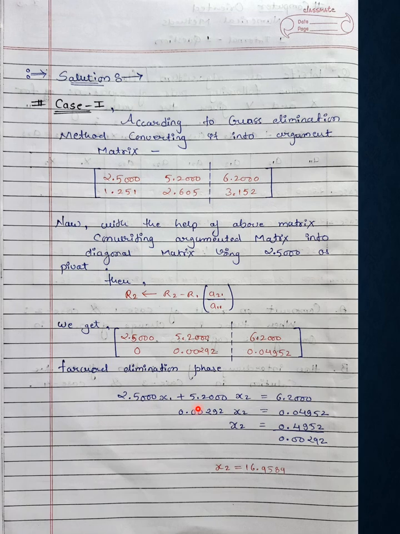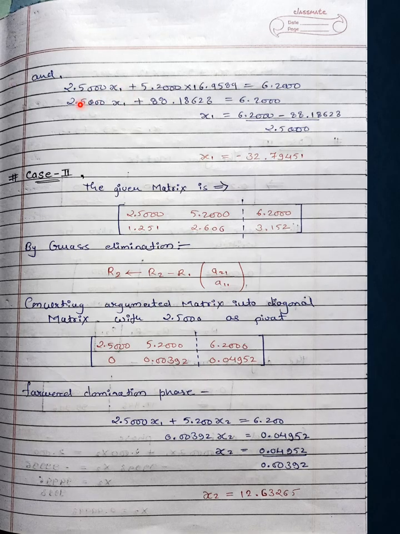2.5000x1 plus 5.2000x2 equals 6.2000. It will give x2 equals 16.9584, and then 2.5000x1 plus 5.2000 into 16.9589 equals 6.2000. It will give x1, and the x1 is minus 32.79451.